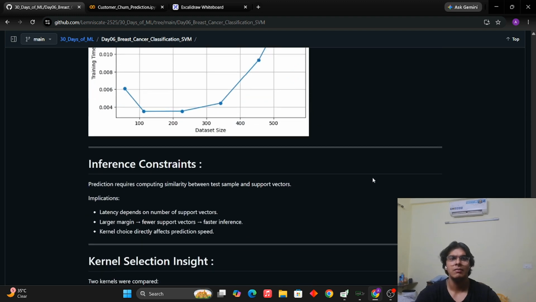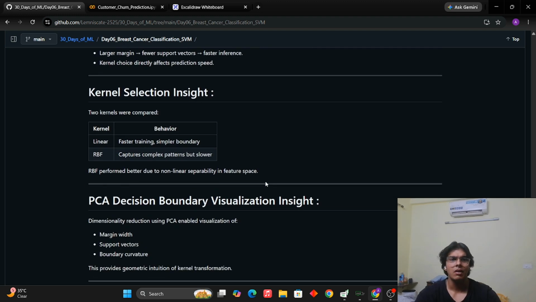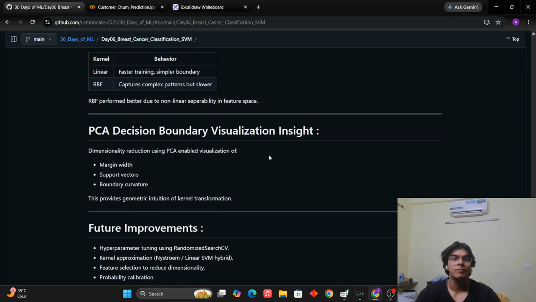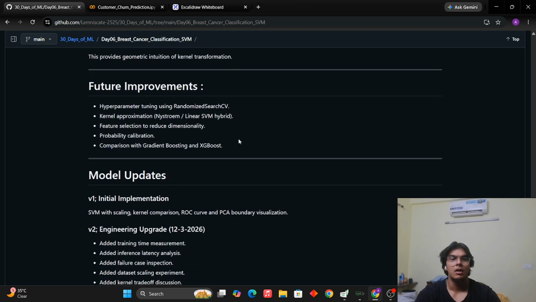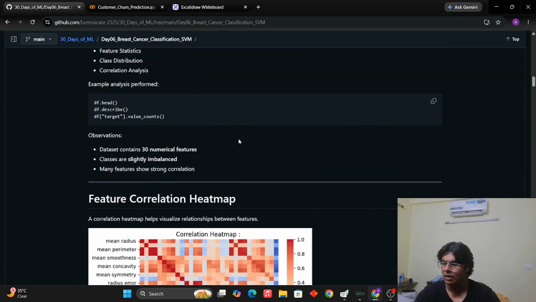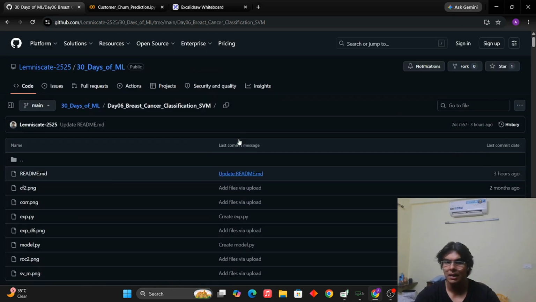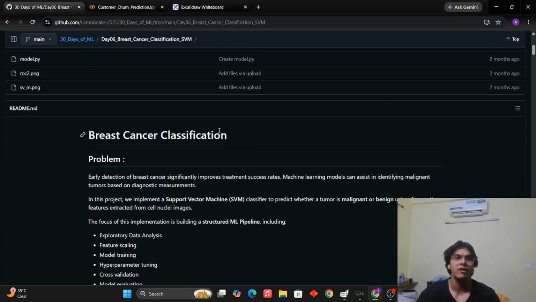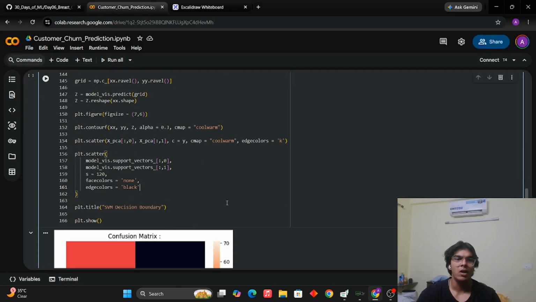So you can see this is the kernel selection insight, that linear will be faster. Of course, RBF is going to perform slower because the equations are more complicated, but RBF is more suited to real world patterns. Yeah, this is it for the entire model. You can read more about it, but you won't get a more detailed explanation for it. This is the entire code.